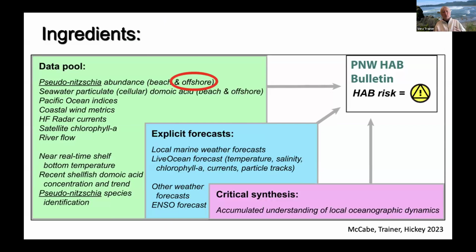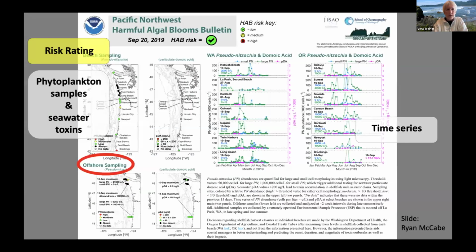So there are a number of different data pools that are put together to create explicit forecasts, which are then synthesized by Ryan McCabe and others to create a bulletin HAB risk. And I'm going to go into a little bit more of that and show you what the bulletin looks like in the next couple slides. But you see that offshore data are an important component of this work.